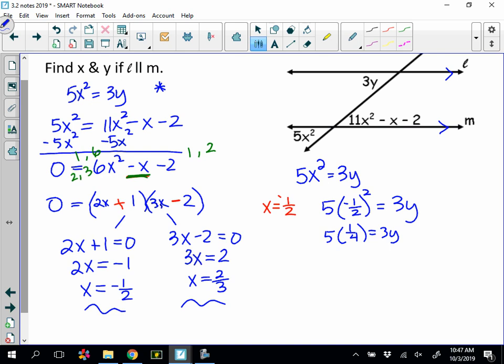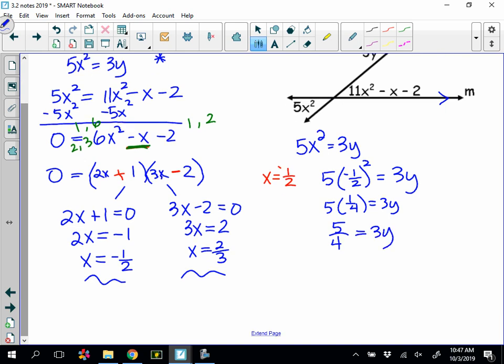For now, I'll just leave it in terms of a fraction, maybe convert to a decimal at the end. So 5 times 1/4 is 5/4. Then let's divide by 3, or you could multiply by the reciprocal. Either way, I get 5/12 for y. If I convert 5/12 to a decimal, it's a repeating decimal, so I'm going to stick with this as my answer.